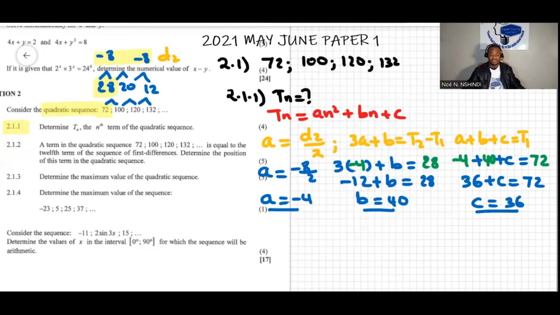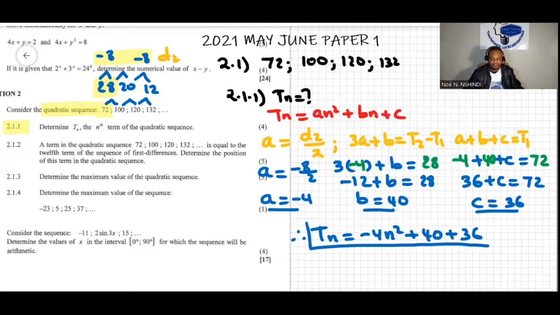So now we have A, B, and C. Now we can write the quadratic pattern Tn. Tn will be equal to -4n squared plus 40n plus 36. So that's Tn. Good. The following question is 2.1.2.